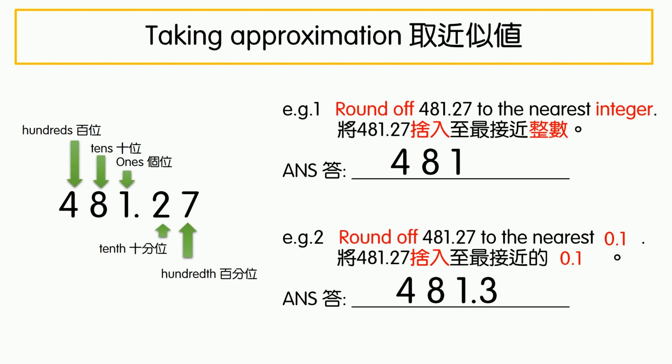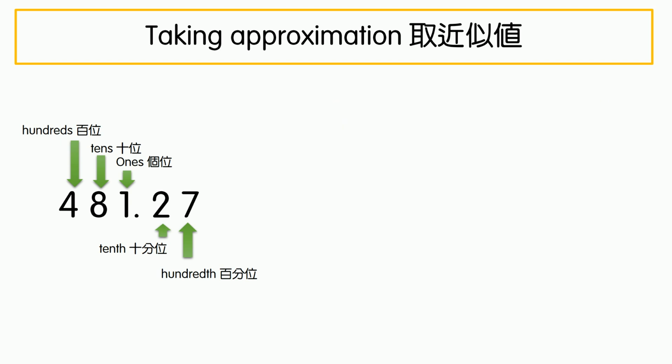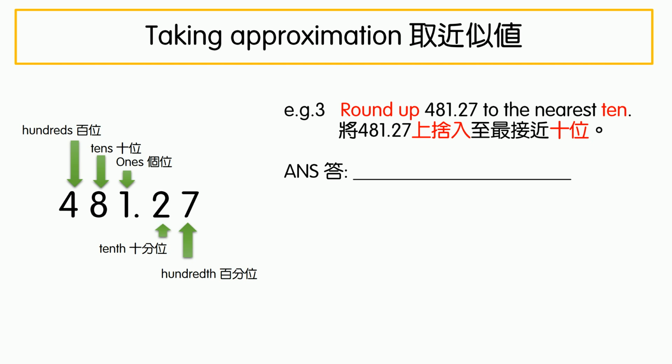Then how about the meaning of round up? Let's see this example. The question asks us to round up this number to the nearest 10. And the number 8 is in the tens place. The number next to it is 1, which is a very small number. However, the question asks us to round up, which means although the number is small, we still need to increase the place value by 1. So according to the question, after rounding up, the answer of it is 490.